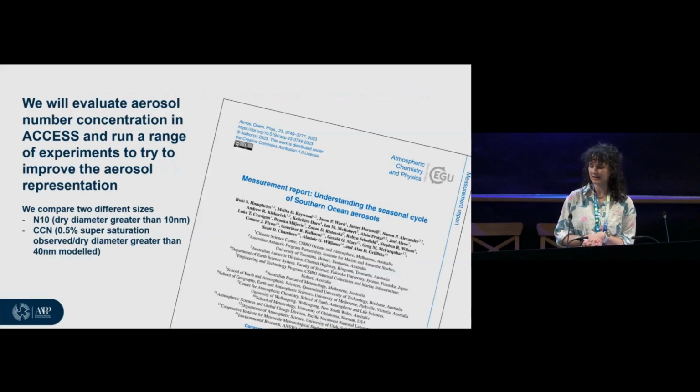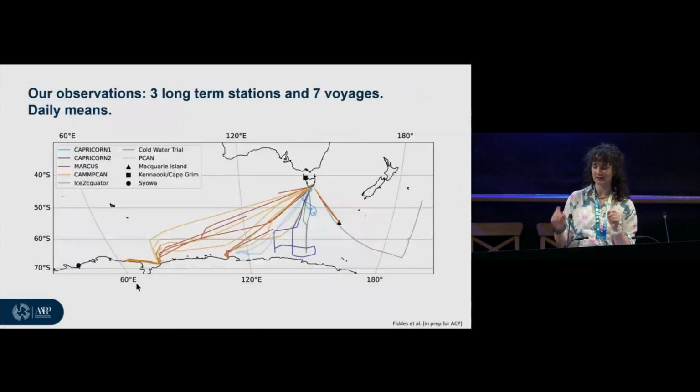So, we're evaluating ACCESS, and I've run a range of experiments as well to try and improve the aerosol representation. I'm looking at two different types of aerosol sizes, so one that includes aerosol from very small to very big, and one that just looks at the very big, so we've got N10 and CCN, that's cloud condensation nuclei.